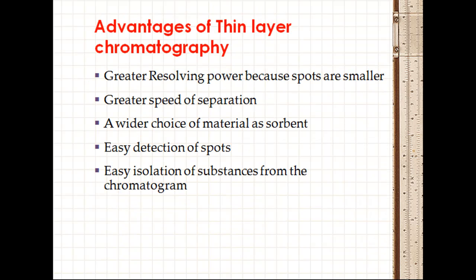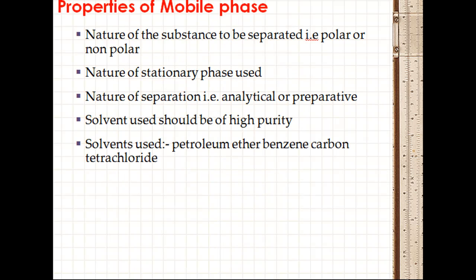Advantages of thin layer chromatography: greater resolving power because spots are smaller, greater speed of separation, a wider choice of material as sorbent, easy detection of spots, easy isolation of substances from the chromatogram.